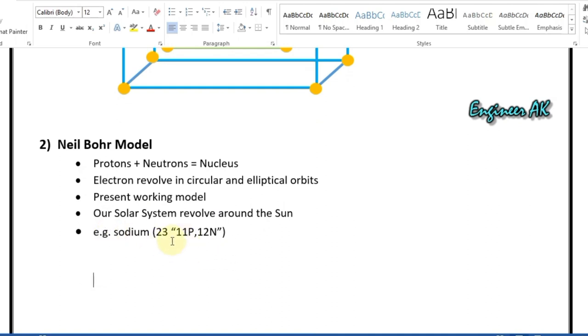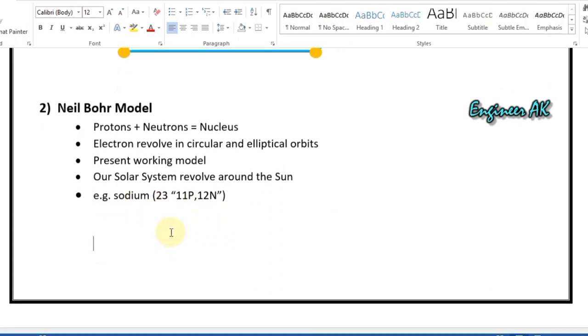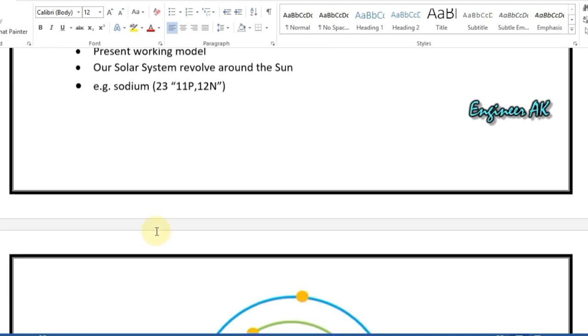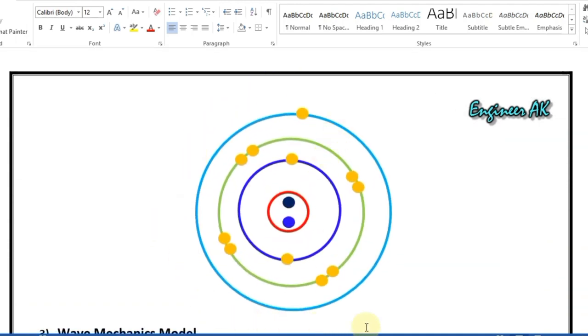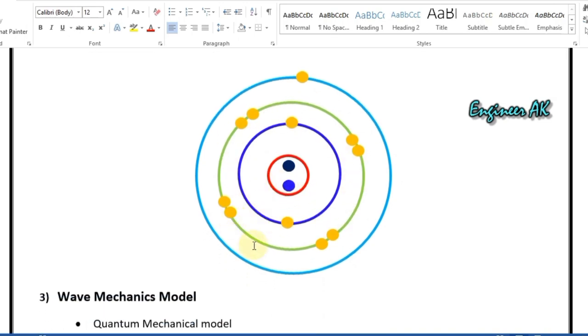Let's take the same example so you can better differentiate between all these models. So this is the Bohr model: protons and neutrons in the nucleus, and these are the orbits, and the electrons are revolving around the nucleus, and these are concentric circles. Concentric circles means circles having the same center.